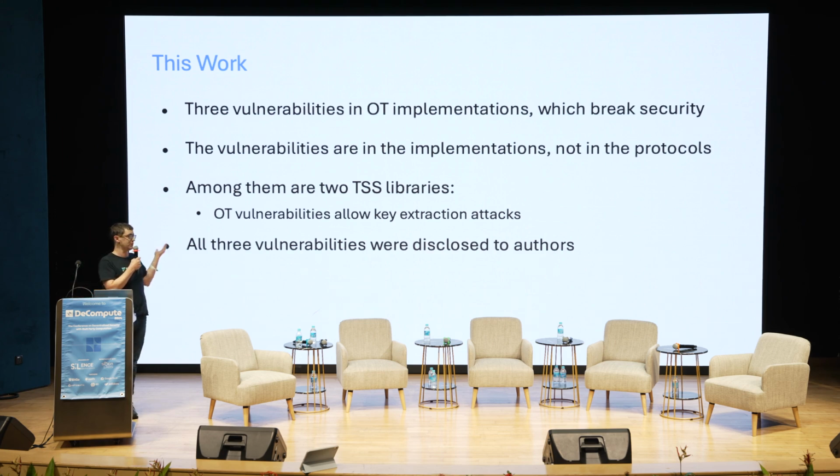I want to stress that the vulnerabilities that we found are not in the protocols themselves. As far as we know, the protocols are secure and they have security proofs, but rather the vulnerabilities are in the implementations. In particular, two of the vulnerabilities in the oblivious transfer implementations are part of threshold signature libraries. And in fact, those vulnerabilities in the basic OT primitive then admit attacks on the threshold signature protocol as a whole. We disclosed all the vulnerabilities to the authors, who've been very responsive in working on fixing them. So thanks to them for the responsiveness.